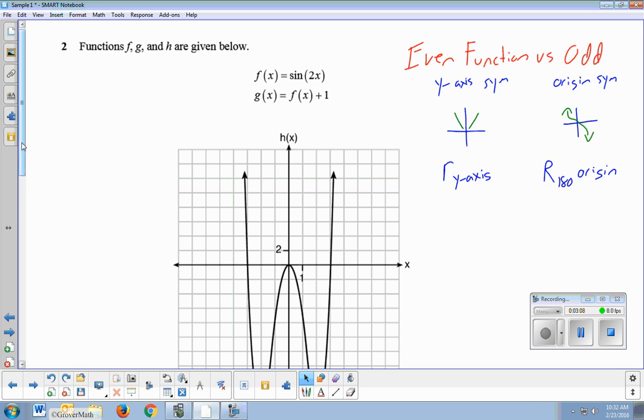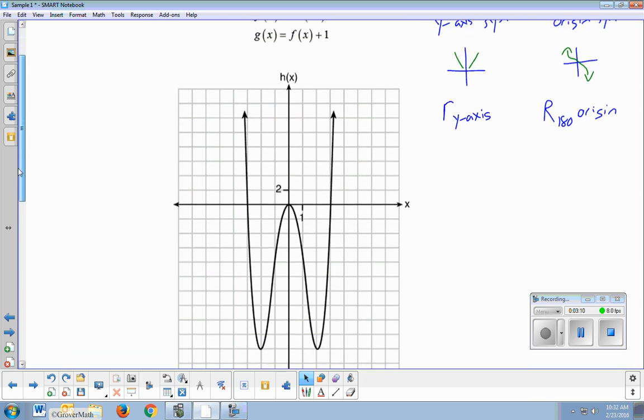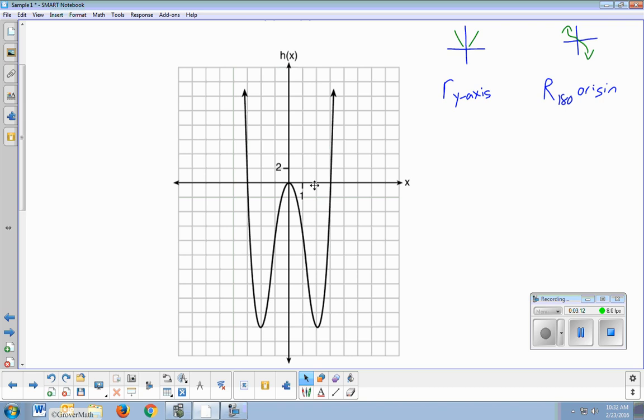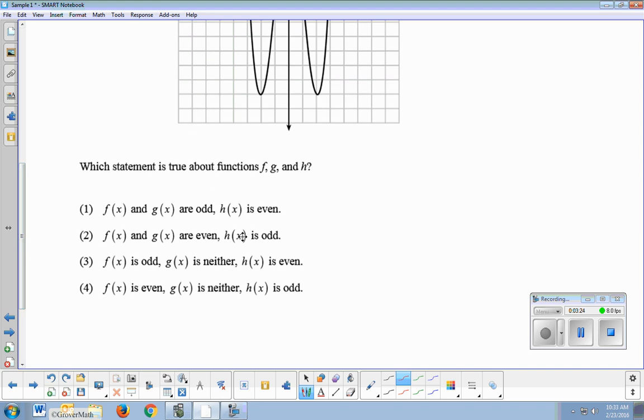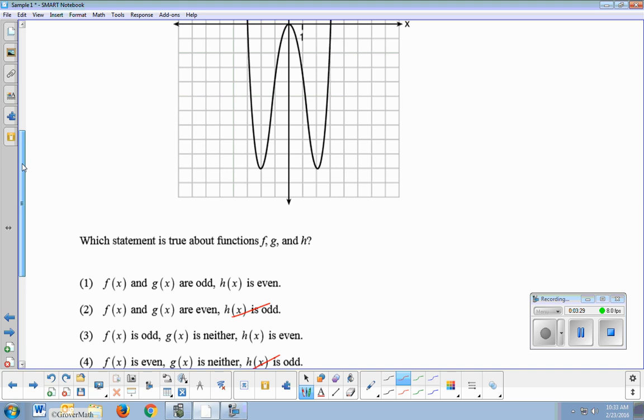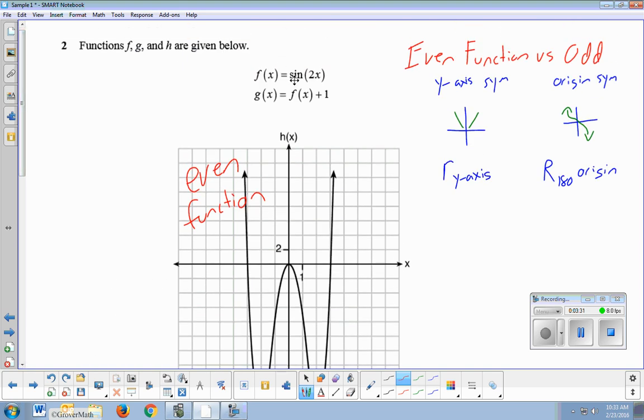Now, this first example, h of x, the third one, we see this clearly has symmetry across the y-axis, so h of x is definitely an even function. So that rules that out. Now we just have to determine the function sine 2x and f of x plus 1.